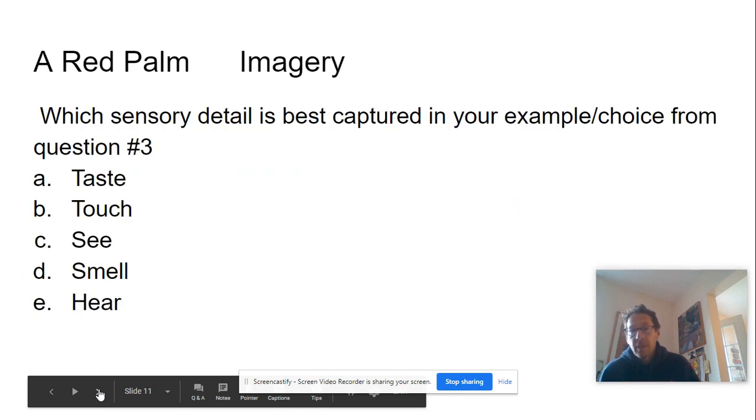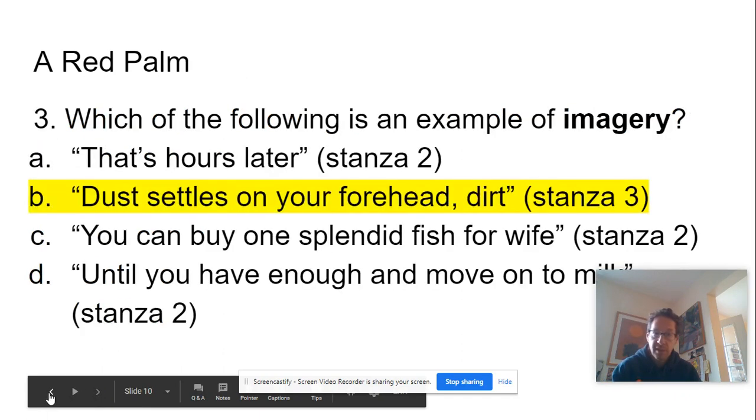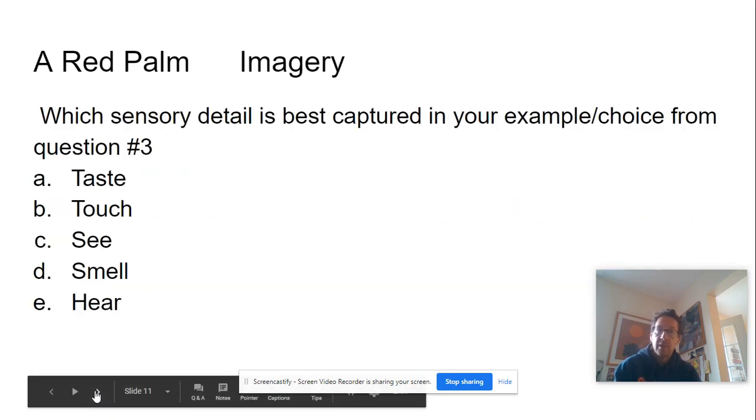Do another one. Which sensory detail is best captured in your example or choice from question number 3? So that was question number 3 we just answered. So if we said that this is something that we can picture, dust settling on your forehead, dirt, if this is the answer that we pick, sensory detail. Think about it. Senses, things that we can touch, taste, smell, all our senses. Taste, touch, see, smell, hear, and you in particular, 8th grade, annoy. But I left that one out.